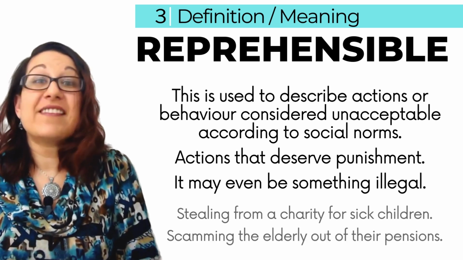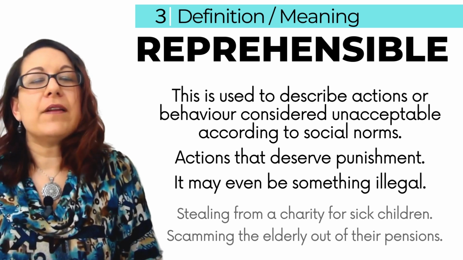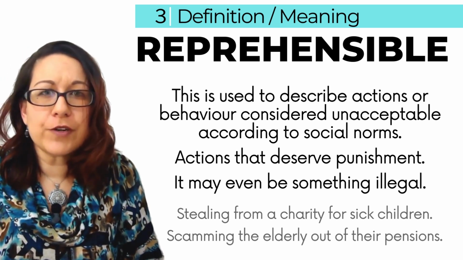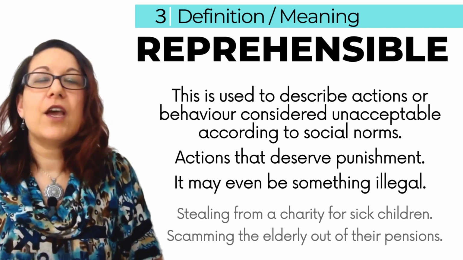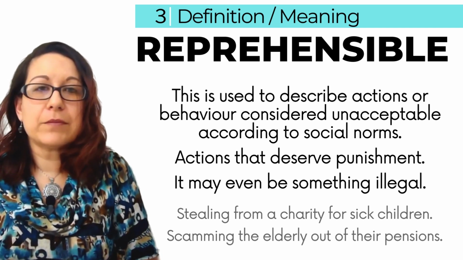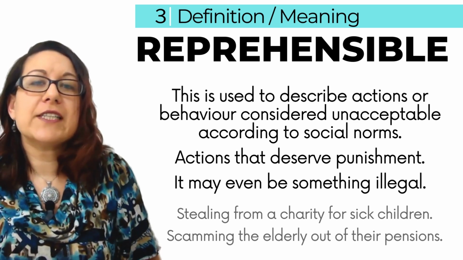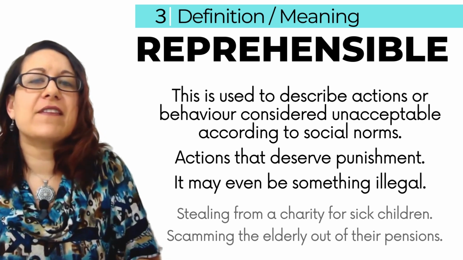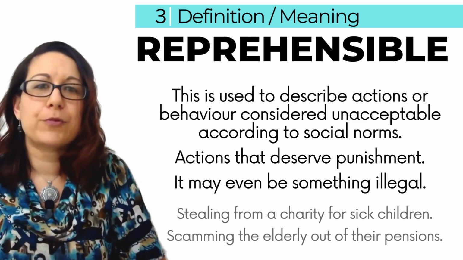Take, for example, stealing. Stealing is a crime. But stealing from a charity for sick children? That's reprehensible. Scamming people. So nobody wants to be scammed, but imagine if that scammer is targeting the elderly and wiping out their life savings, their pensions. Well, that would be reprehensible.